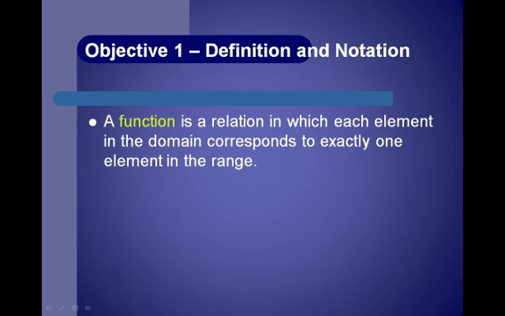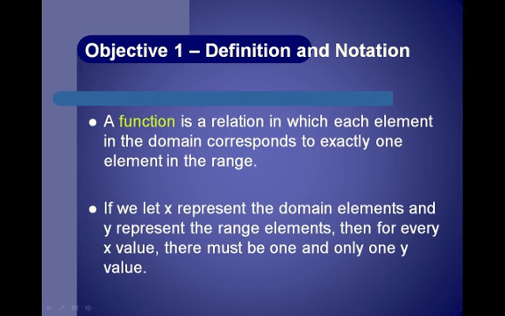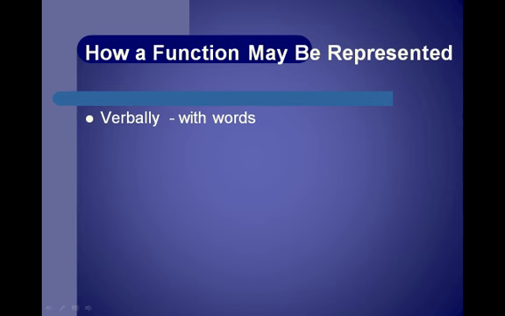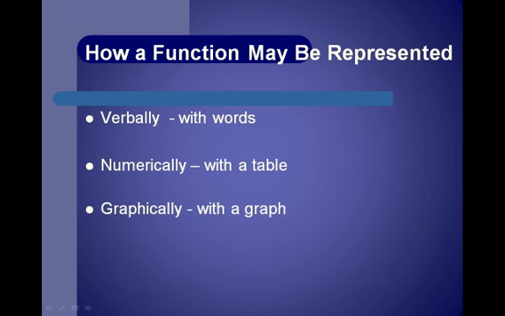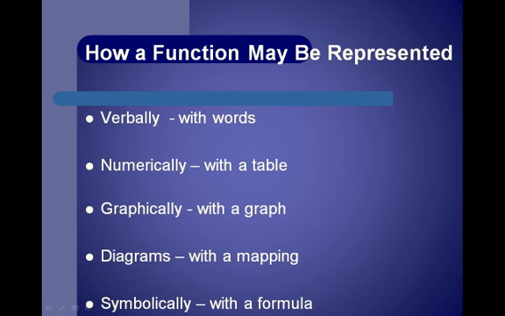A function is a relation in which each element in the domain corresponds to exactly one element in the range. If we let x represent the domain and y represent the range, then for every x value there must be one and only one y value. We may represent functions with words. We may represent them numerically with a table. We may represent them graphically with a graph, or by diagrams called mappings, or symbolically with a formula.